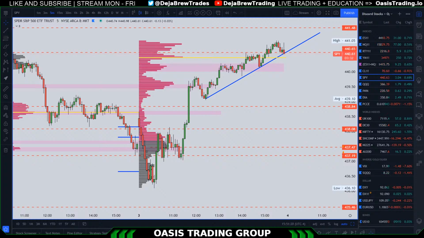Do I use TPO? Only when I'm scalping. I had TPO on my ExoCharts platform, on my, what's it called, layout. But no, when I'm trading normally, I just use volume profile. I don't use TPO.